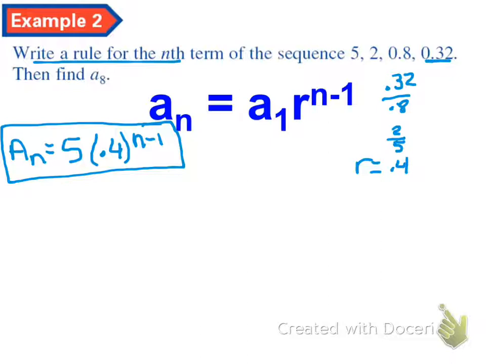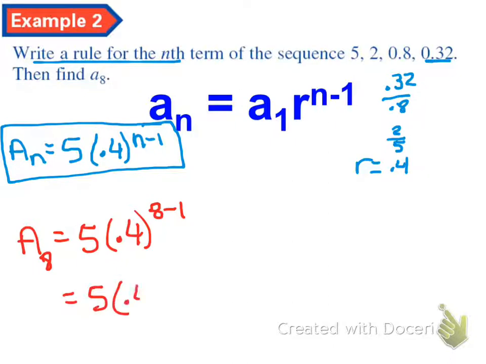Alright, so now let's find the 8th term. To find the 8th term, all we need to do is substitute in 8 for the term number. Simplify, so we have 5 times 0.4 raised to the 7th power. Put this in your calculator. Simplify, and you find that this eighth term would be approximately 0.008.